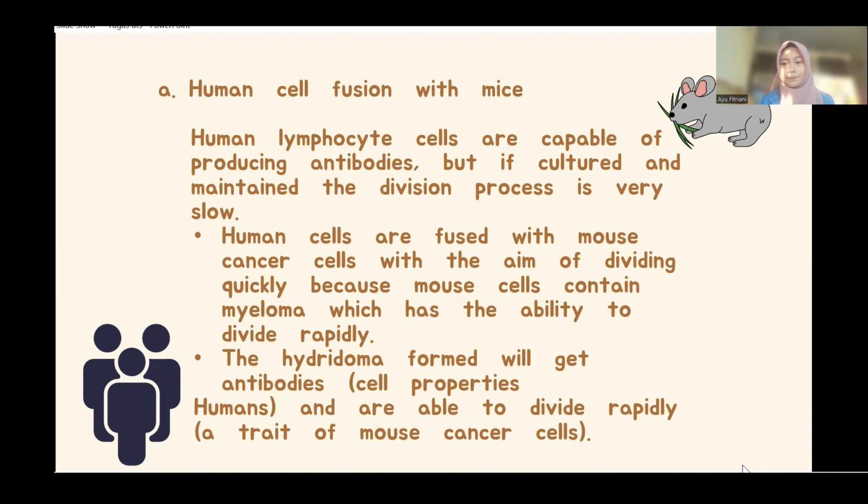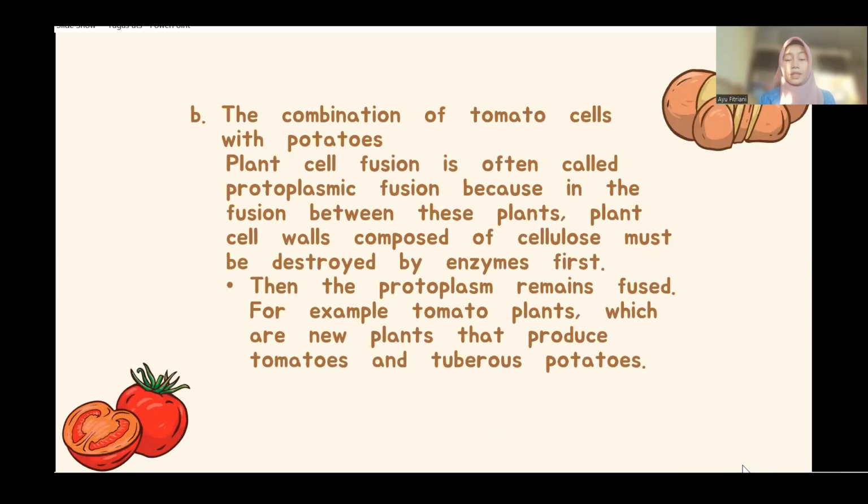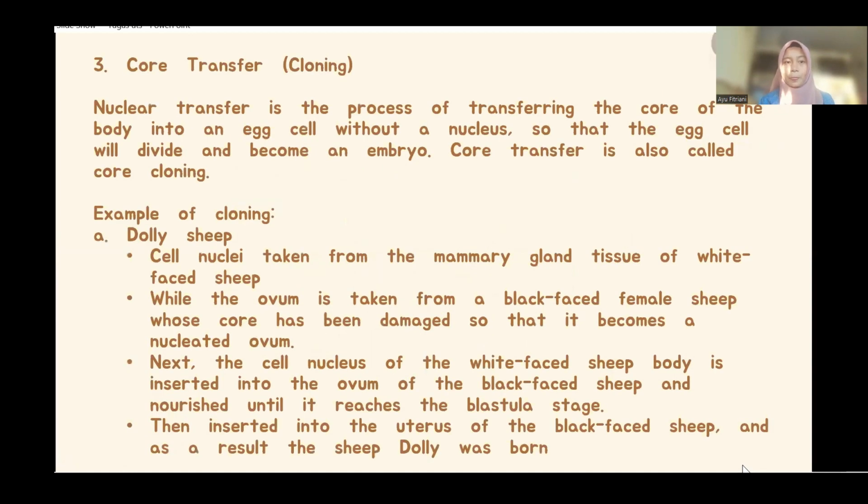B. The combination of tomato cells with potatoes. Plant cell fusion is often called fusion between these plants. Plant cell walls, composed of cellulose, must be destroyed by enzyme first. Then the protoplasts are fused. For example, tomato plants, which are new plants that produce tomatoes and tuberous potatoes.